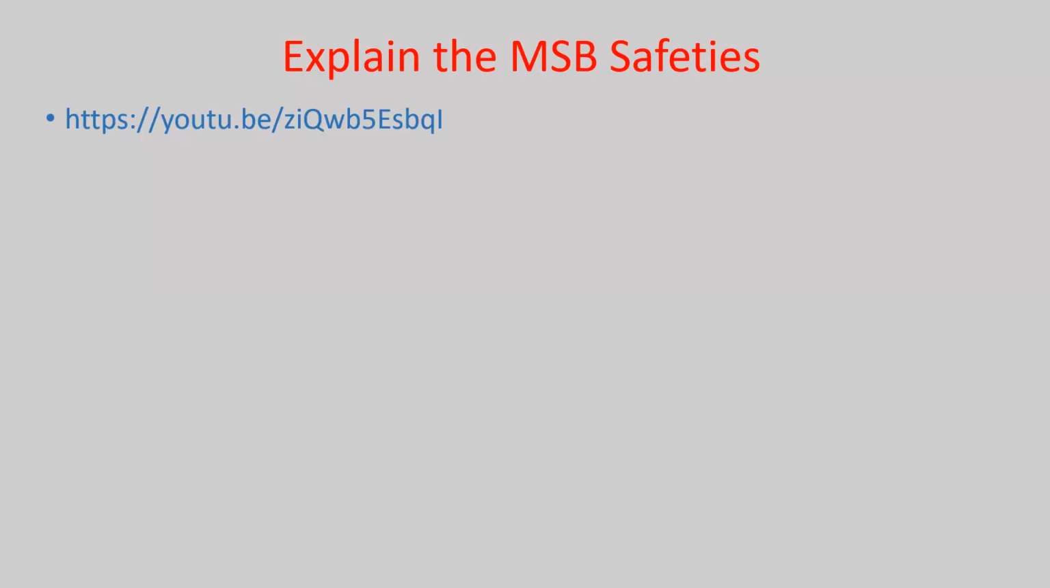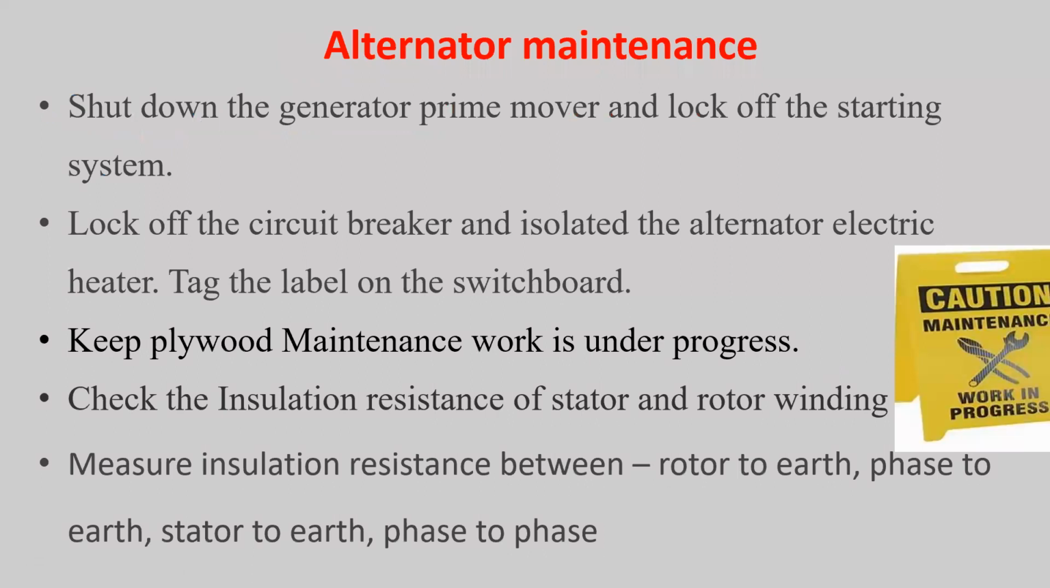How the MSB board is earthed, what a bonnet rod is, what a reverse power relay is, and what a preferential trip relay is were elaborately seen from this link. You can use this link and see what MSB safety is, which is very important. And the next one is alternator maintenance.